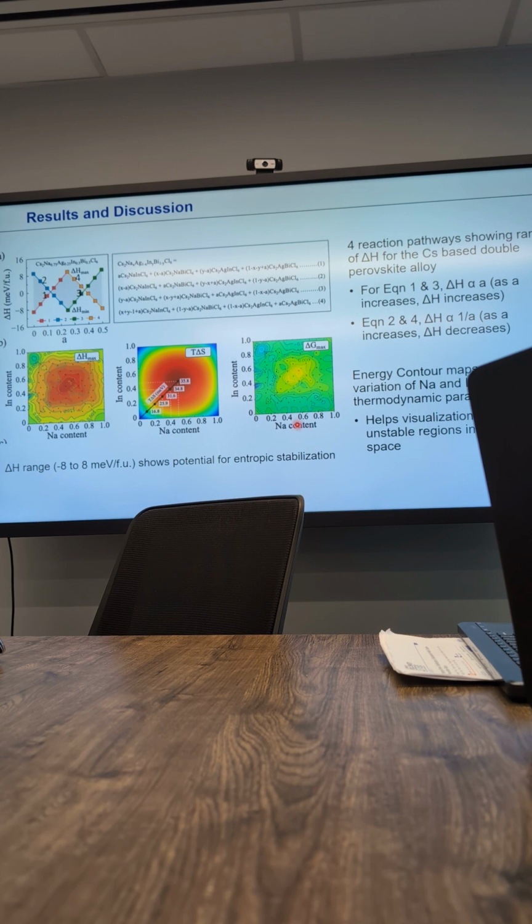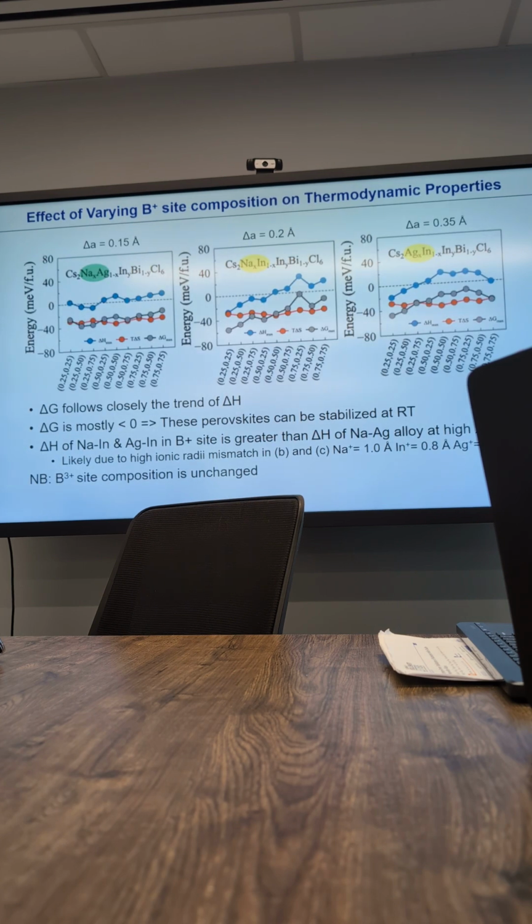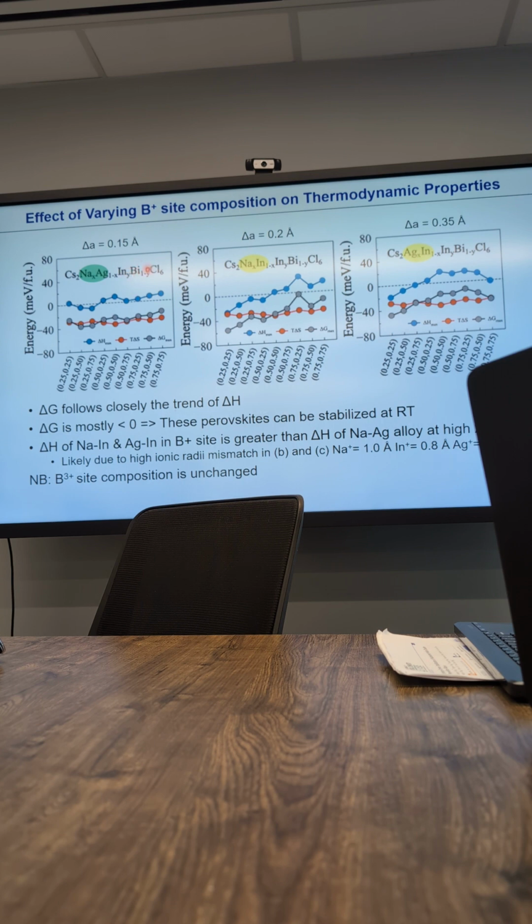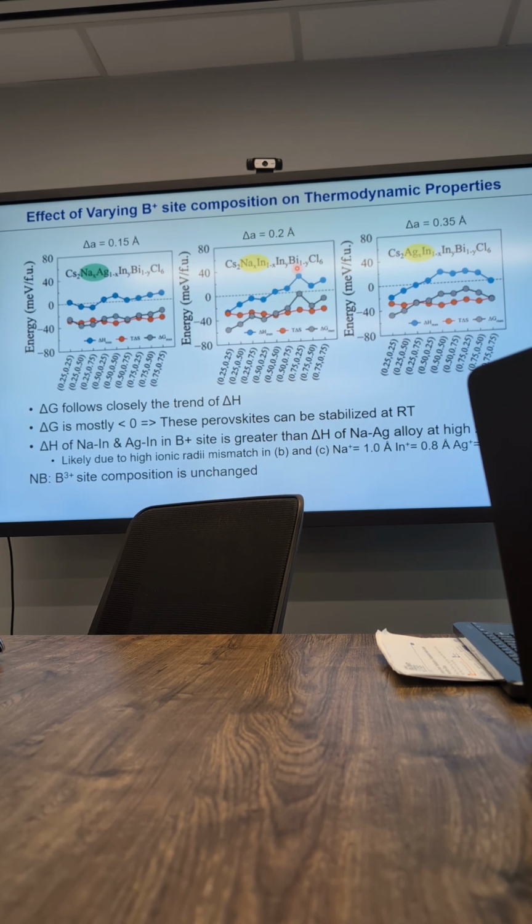So you do that same correlation with the sodium content and the indium content. Then they went on to these more interesting trends that I saw eventually. They studied the effect of varying the B plus site composition on the thermodynamic properties. So what they did here was they kept the B3 plus site stable, so indium bismuth is common here, and they just varied the B plus, right? And they studied the effects.